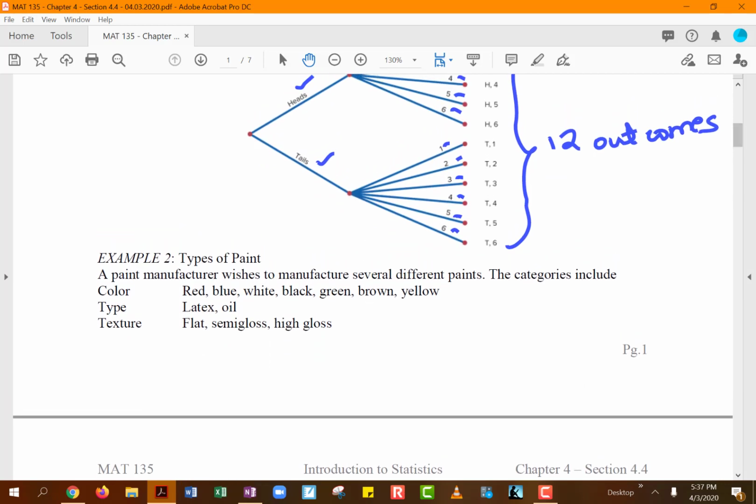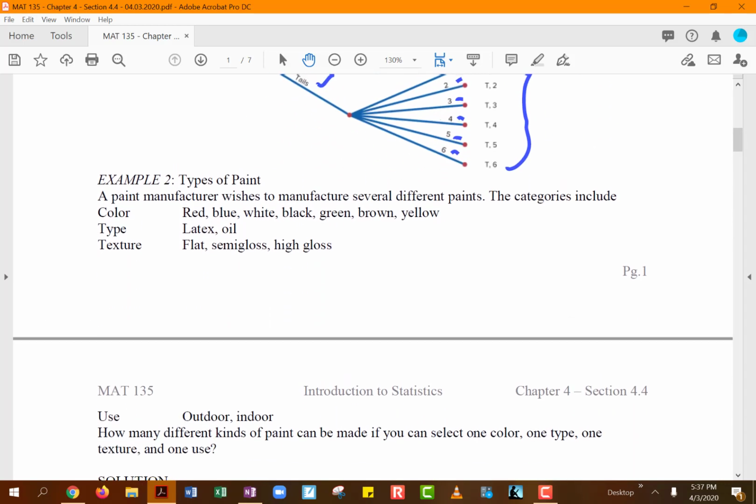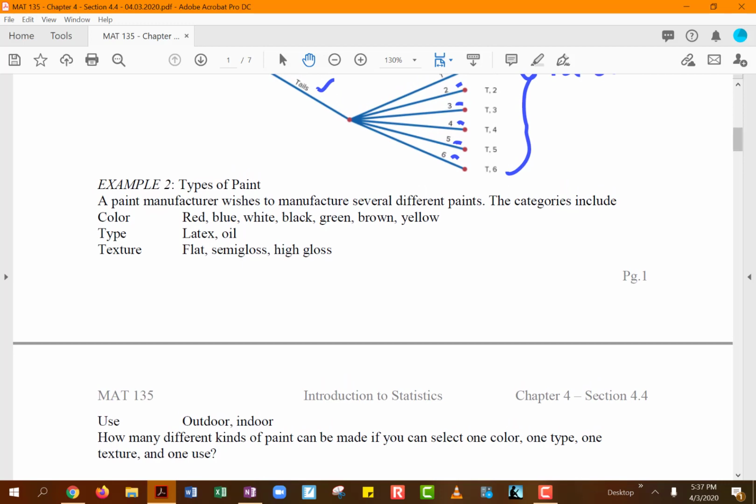So that's where this fundamental counting rule comes into play. All right, let's look at example number 2. This one is talking about a paint manufacturer who wishes to manufacture several different paints. The categories would be color, and that's 1, 2, 3, 4, 5, 6, 7 different colors. The type of paint, so that's latex and oil, 2 different types. Texture can be flat, semi-gloss, or high gloss, so that would be 3 different textures. And then use for the paint could be outdoor or indoor, so that's 2 different uses.